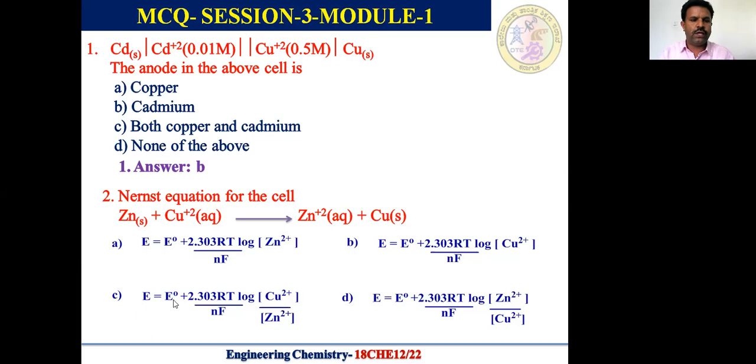Option C, E is equal to E0 plus 2.303 RT divided by NF log of concentration of copper 2+ ions divided by concentration of zinc 2+ ion. Option D, E is equal to E0 plus 2.303 RT divided by NF log of concentration of zinc 2+ ion divided by concentration of copper 2+ ion. As we know, it is the concentration of the solution at cathode divided by concentration of the solution at anode. Here, copper is working as cathode and zinc as anode. And the right answer is option C.